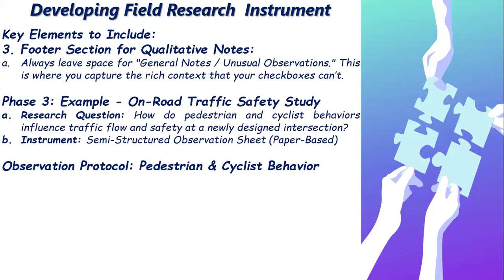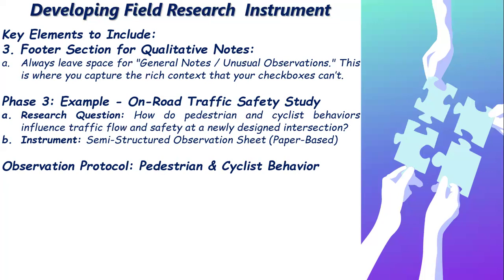Phase 3, example: an on-road traffic safety study. The research question is, how do pedestrian and cyclist behaviors influence traffic flow and safety at a newly designed intersection? The instrument is a semi-structured, paper-based observation sheet.